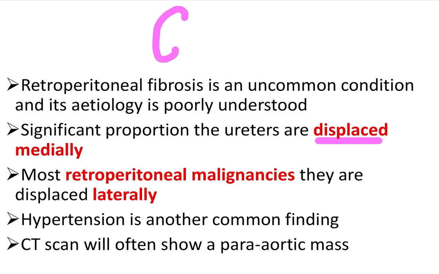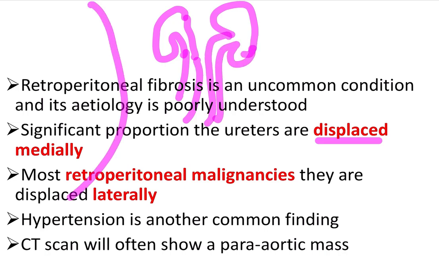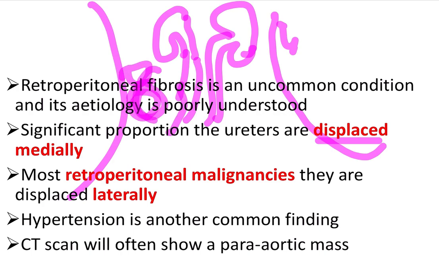Normally, this is the kidney and the ureter going down. In case of the abdomen, what occurs? As there is a pericolic area, the fibrosis occurs in this area. It causes compression of the ureter, and finally the ureter is displaced medially. Most retroperitoneal malignancies displace the ureter laterally, but in retroperitoneal fibrosis it is displaced medially. Hypertension is another common finding.